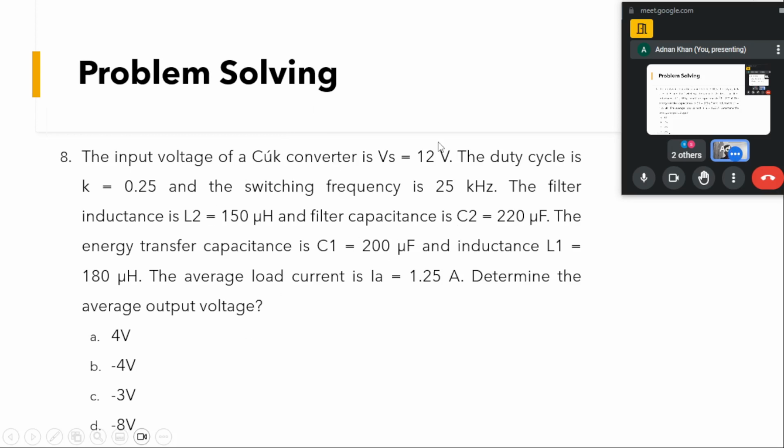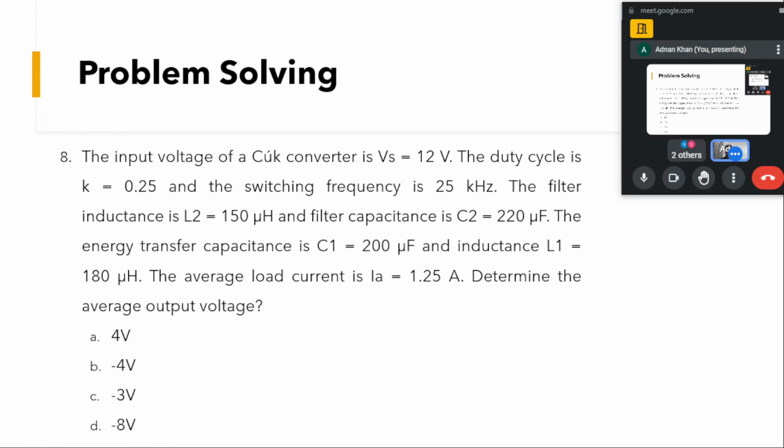If you take a look at this question, there is a lot of information given here which is not needed for this question. If you know the basic equation for the input and output relation for this Cuk converter, you will be able to solve this question.